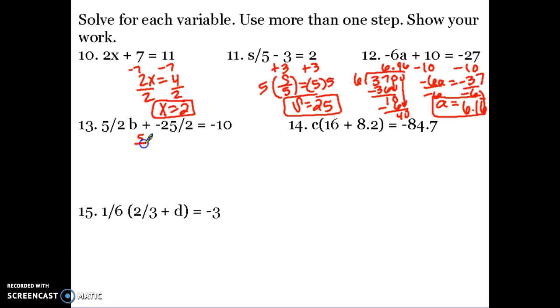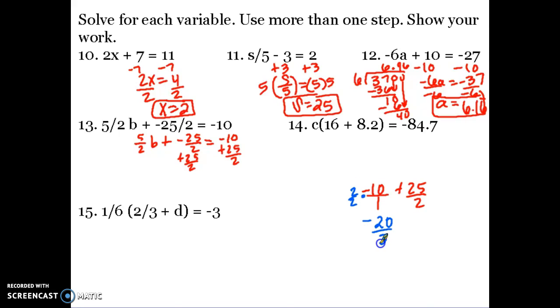All right, 5 halves b plus negative 25 halves equals negative 10. So I'm going to add 25 halves to both sides. My signs are different, so I subtract. I have to put 10 over 1. I have to have a common denominator. Common denominator between 1 and 2 is going to be 2. So I multiply by 2.